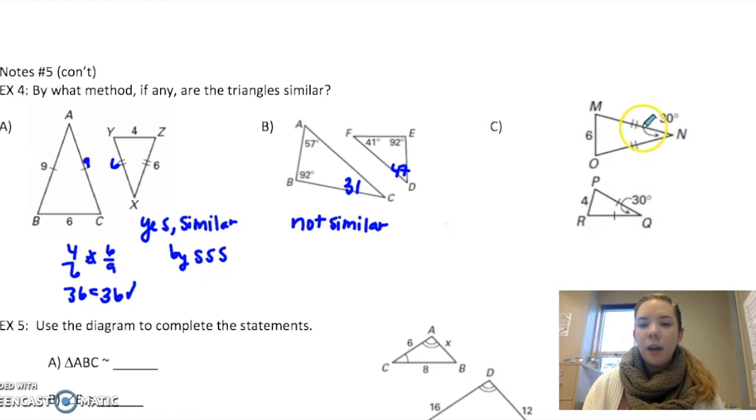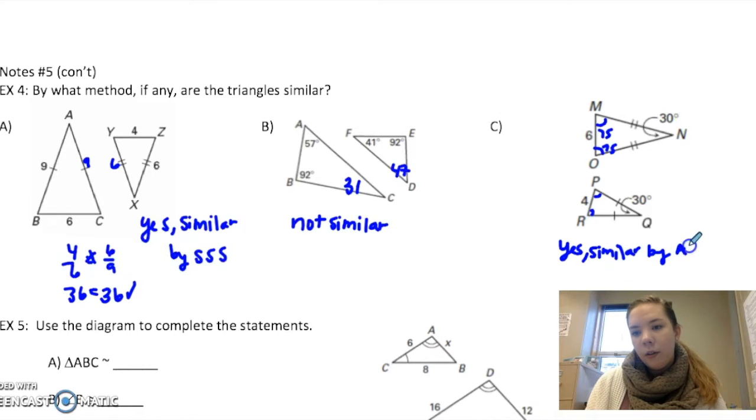For C, we have isosceles triangles. So if this is 30, then these two angles have to be the same. So if you have 30, that means you have 150 left, so they're each 75. So 75, 75, and that's going to be the same on this one because it's isosceles. 75 and 75. So yes, similar by angle, angle.